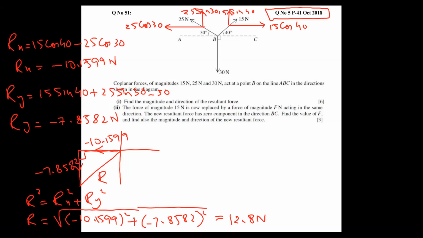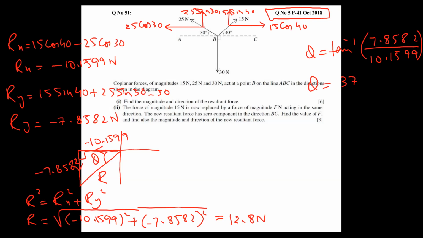So let's talk about direction. How to find direction? This is angle theta here. How to find this theta? All of you know tan inverse of opposite by adjacent. Opposite is 7.8582 by 10.1599. So if I find theta, tan inverse, it is coming 37.7. But now what direction do I take? This is the theta I got, but when I need direction, what to mention?